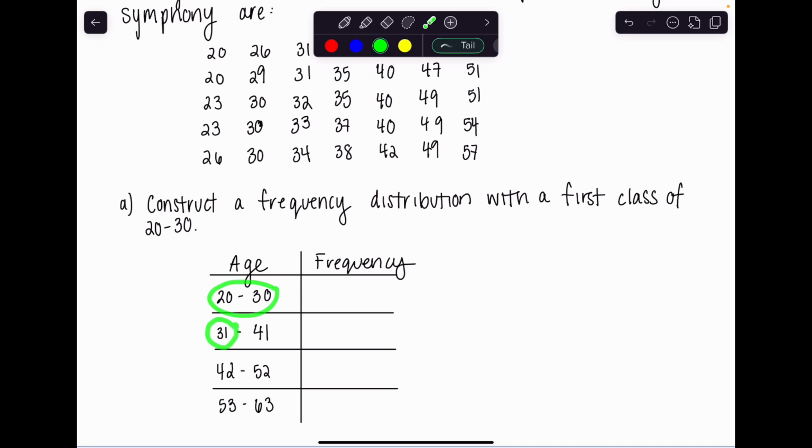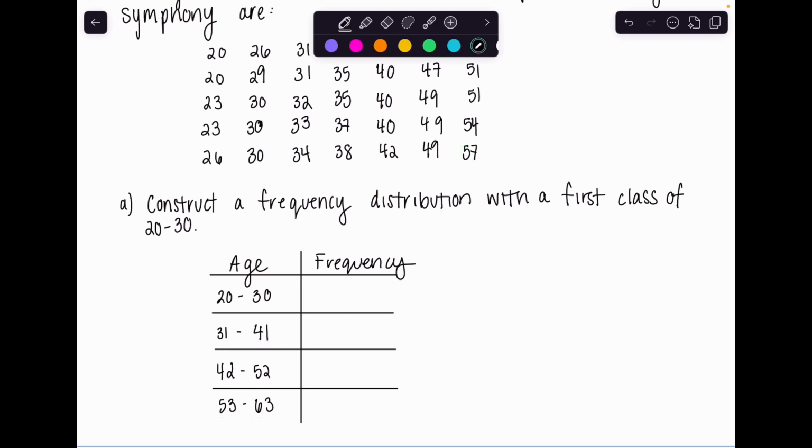My next one has to start at 31. You can think of a couple different ways. The difference between these is 10, so the difference between these should also be 10. From 31, I add that number. The end of my group should be 41. My next one then starts at 42. Again, I add that number of 10. This is going to be 52 for that end grouping. Then the very next stage is 53, and adding 10 to that gives me 63. And that gives me enough groups because 57 is the final value.